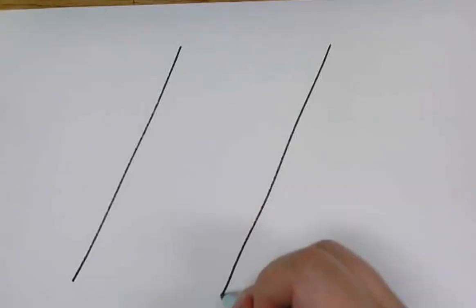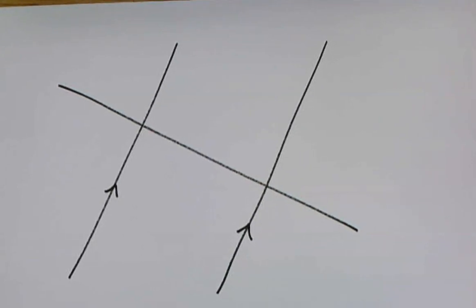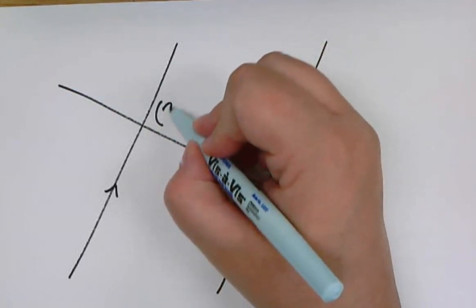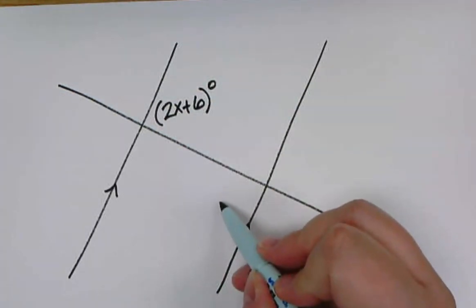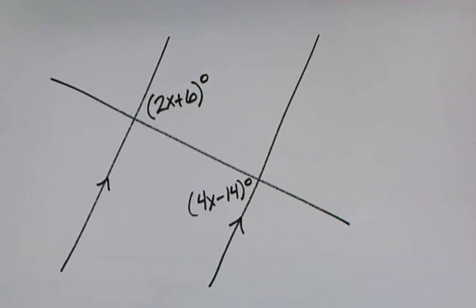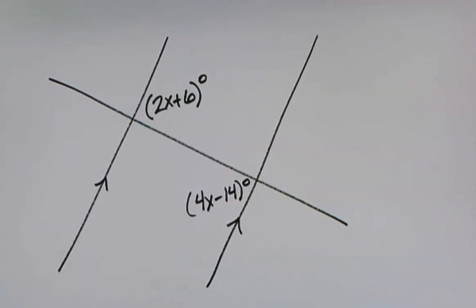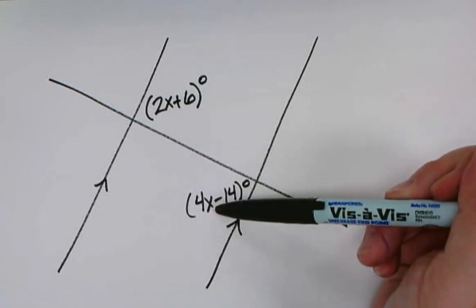Okay, so what if I have a problem like this? What if I have, and I know that these are parallel, and someone tells me that this is 2x plus 6 degrees, and this one is 4x minus 14 degrees. All right, the first thing you always have to do, we're usually solving for x. To solve, you have to have an equation. An equation is a relationship. So the first thing you have to do is figure out what is the relationship between these two things so that I can use that relationship to write an equation.